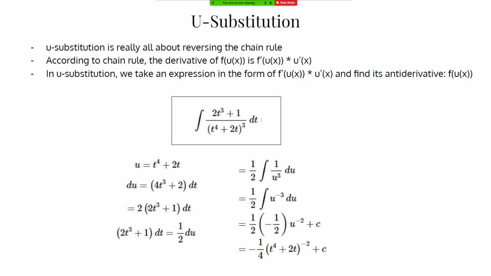and you get du equal 2 times 2t cubed plus 1 dt. And then 2t cubed plus 1 dt is equal to 1/2 du. So if you sub that in, you get 1/2 the integral of 1 over u cubed du. And now you can just do reverse power rule. You do 1/2 times u to the -2 over -2 plus c, and then you sub back in your u expression.